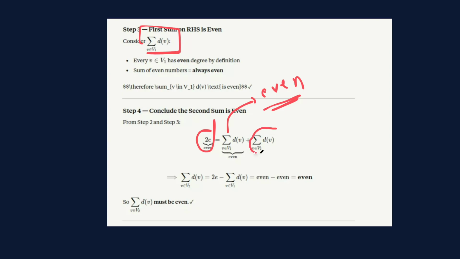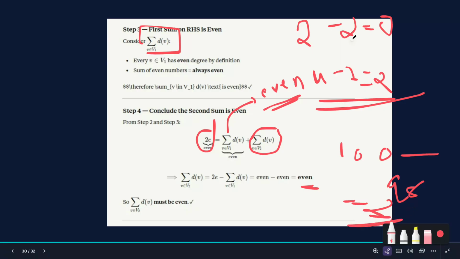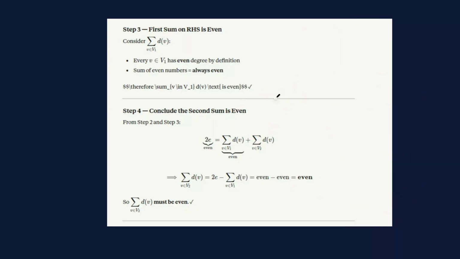Now we have to see what this value would be. If this is even and this is even, then even minus even is what? 2 minus 2 is 0, an even number. 4 minus 2 is an even number. So you have to understand that if I subtract an even number from an even number, I always get an even number. Try with anything: 100 minus 98 gives 2. Whatever you do, even minus even is always even. So that means this would always be even, that is, the sum of the degrees of the odd-degree vertices must always be even.